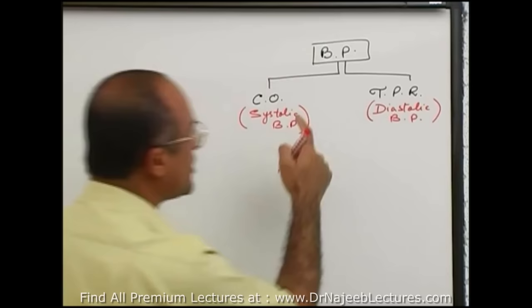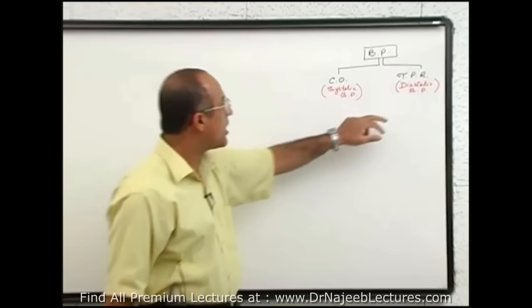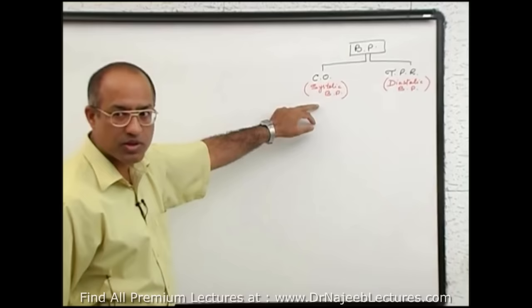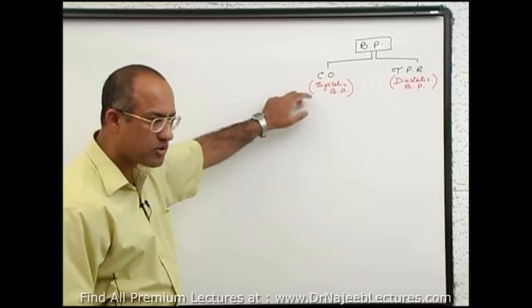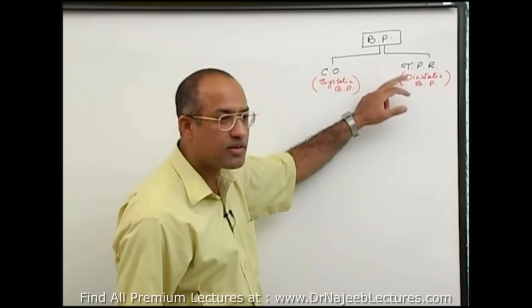These things are discussed in big detail in lectures in physiology, but I will very briefly tell you how the total peripheral resistance controls the diastolic blood pressure and how the cardiac output controls the systolic blood pressure, because later on I will tell you there are some drugs which reduce the cardiac output. So they will mainly reduce systolic blood pressure, and there are other drugs which mainly reduce total peripheral resistance. So naturally the drugs which reduce total peripheral resistance will mainly reduce diastolic blood pressure.